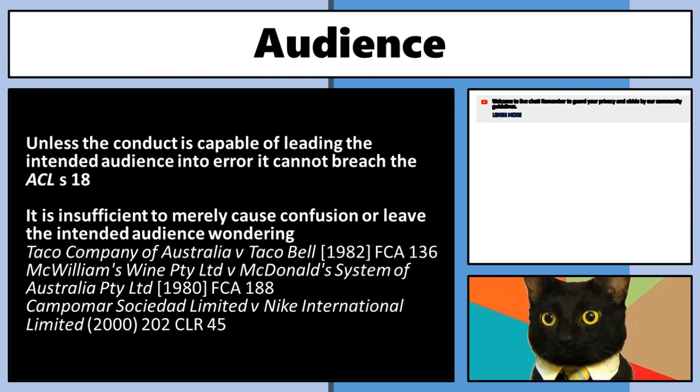All right, real quickly. Okay, it has to be capable of leading the persons in that audience into error. It's not enough to just make them a little bit confused or to leave them merely wondering. McWilliams Wine and McDonald's. McWilliams, back in the late 70s, I remember Steve telling me this story, they introduced a cheap $2 flagon of wine. It was called the Big Mac. Was that going to lead people into confusion? No, it was wine. That wasn't going to leave the audience wondering. There's no connection between that and the burger.